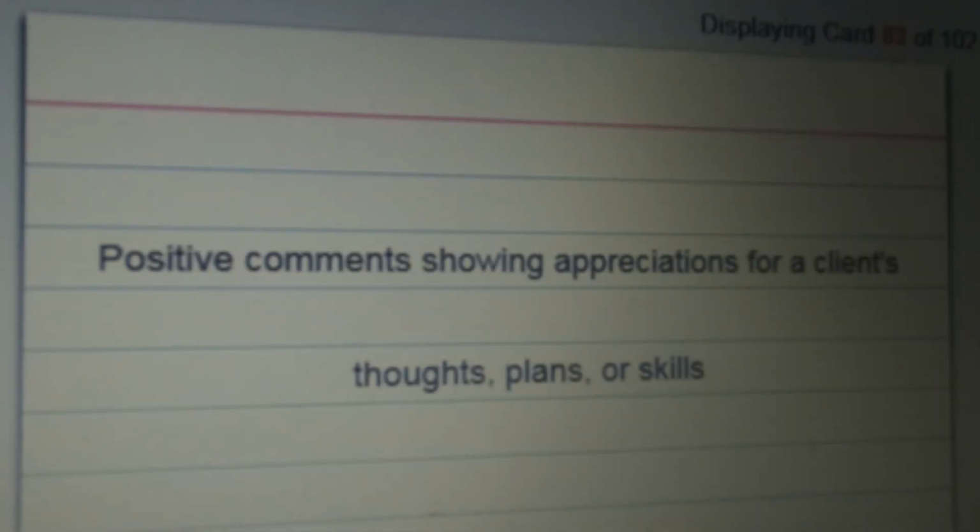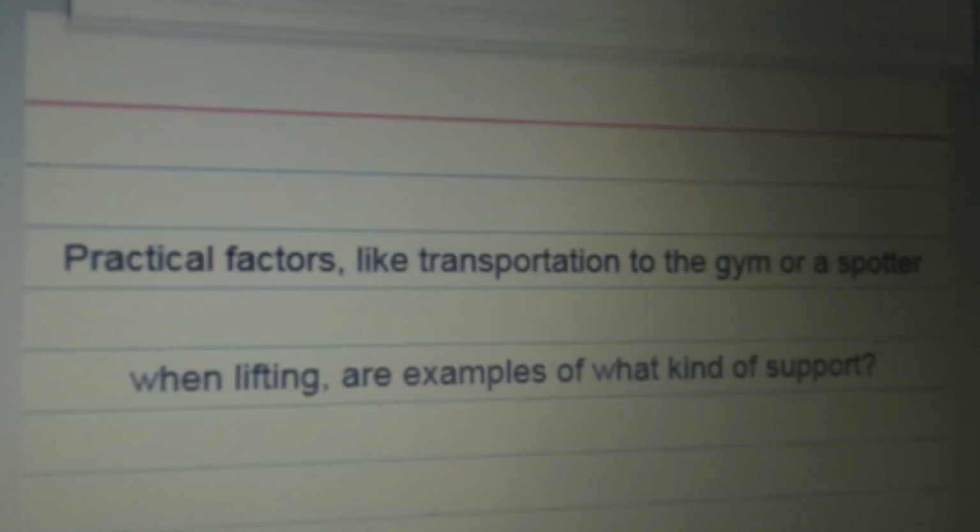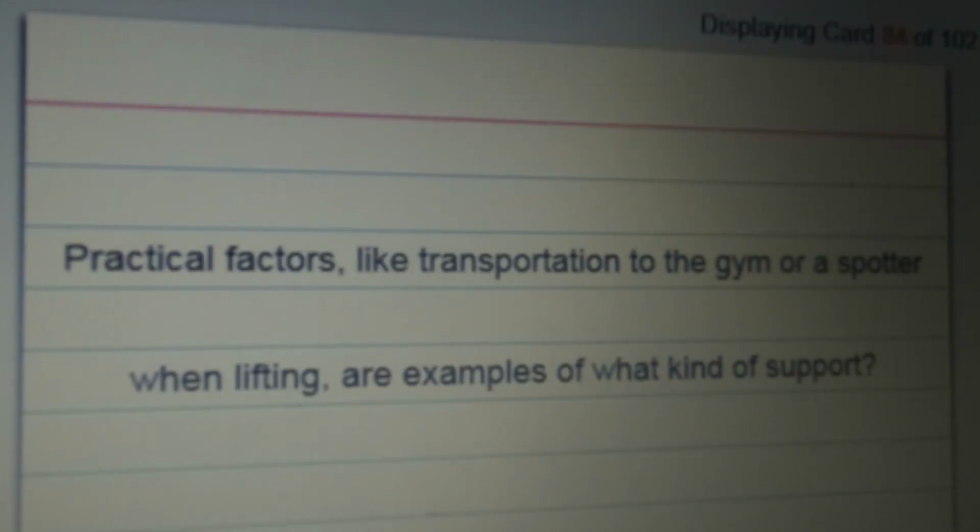Draws all important points of a conversation together and allows client to clarify what was said. Summary. Positive comments showing appreciation for a client's thoughts, plans, or skills. Affirmations. What are 4 primary kinds of support? Instrumental, emotional, informational, companionship. Practical factors like transportation to the gym or a spotter when lifting are examples of what kind of support? Instrumental support.